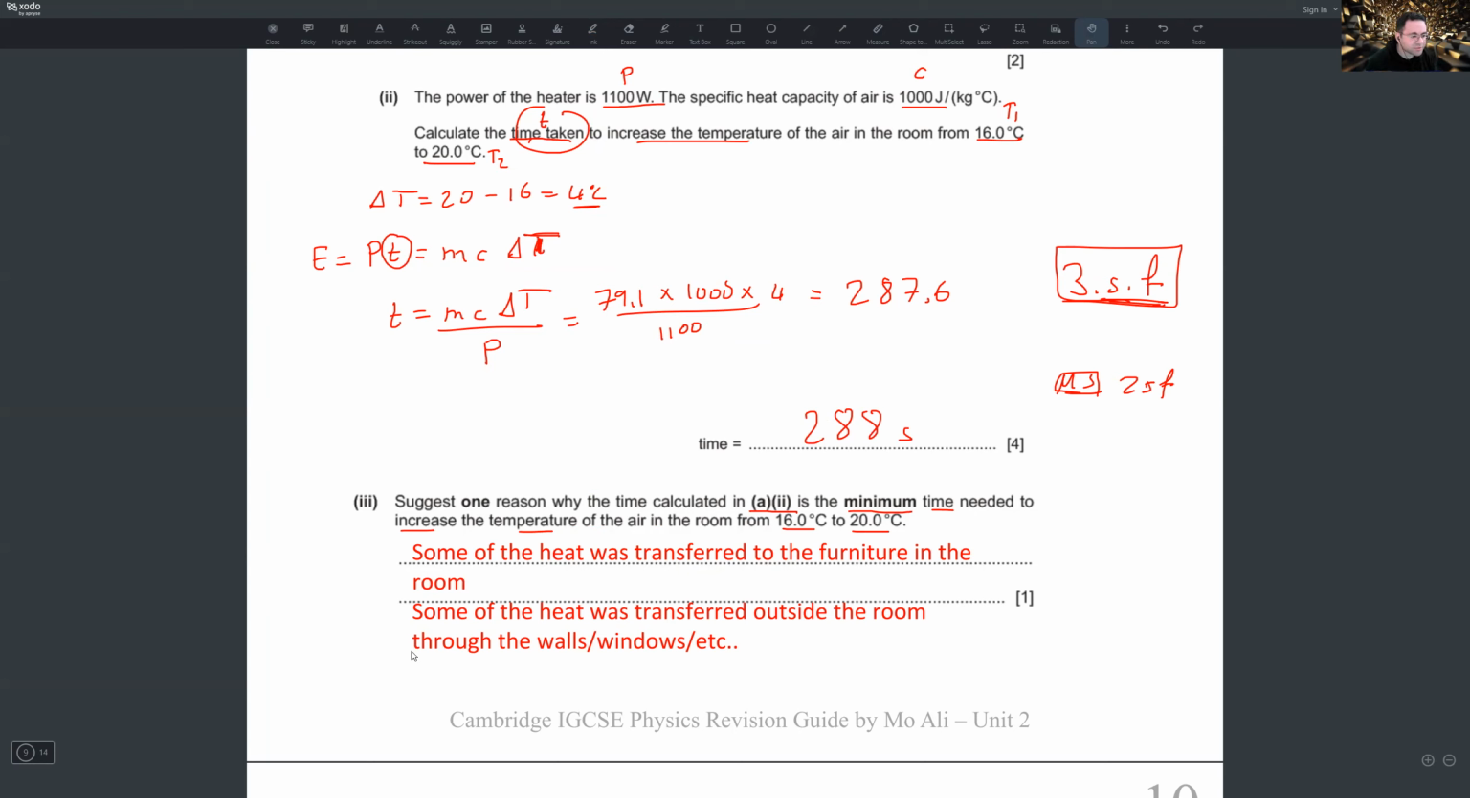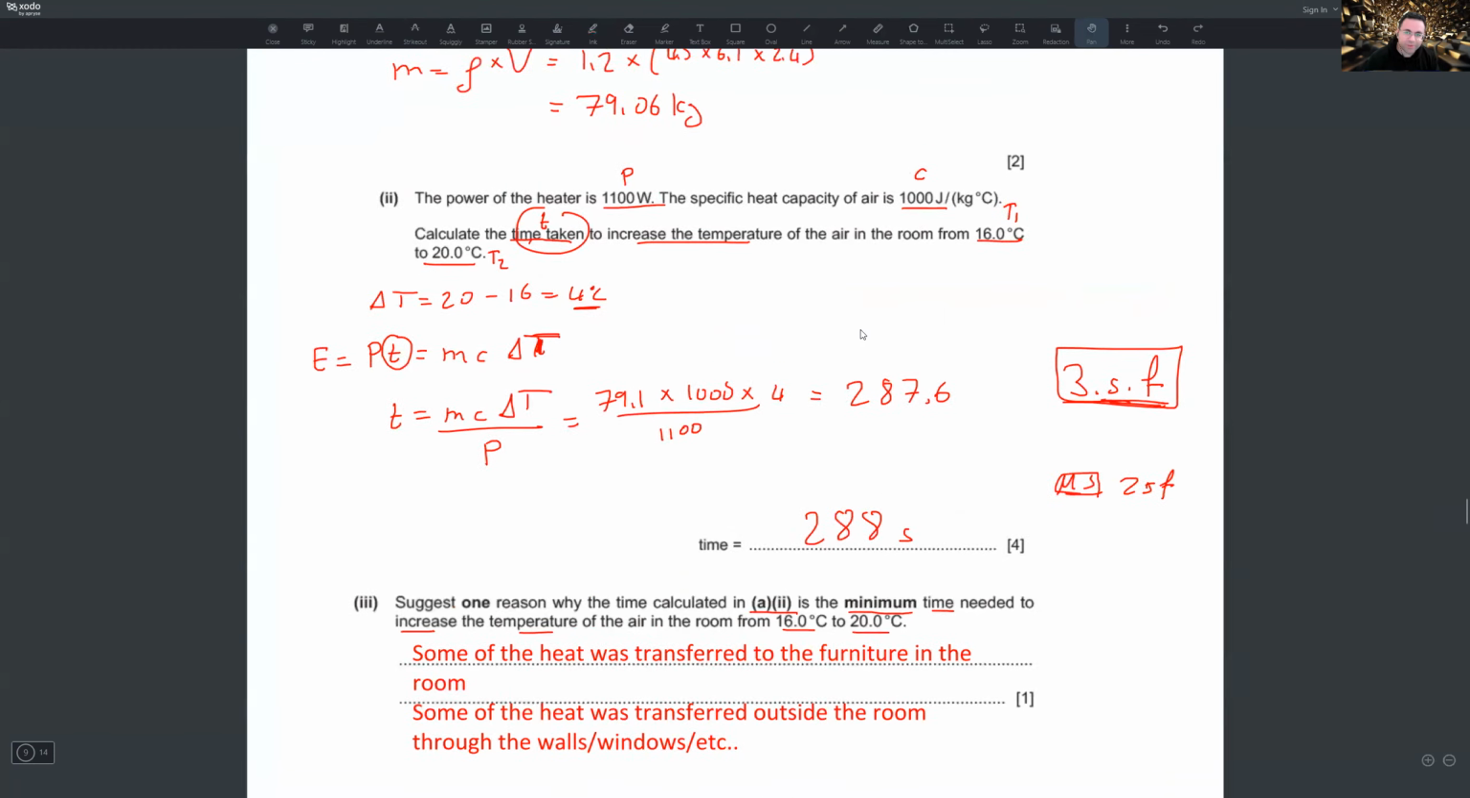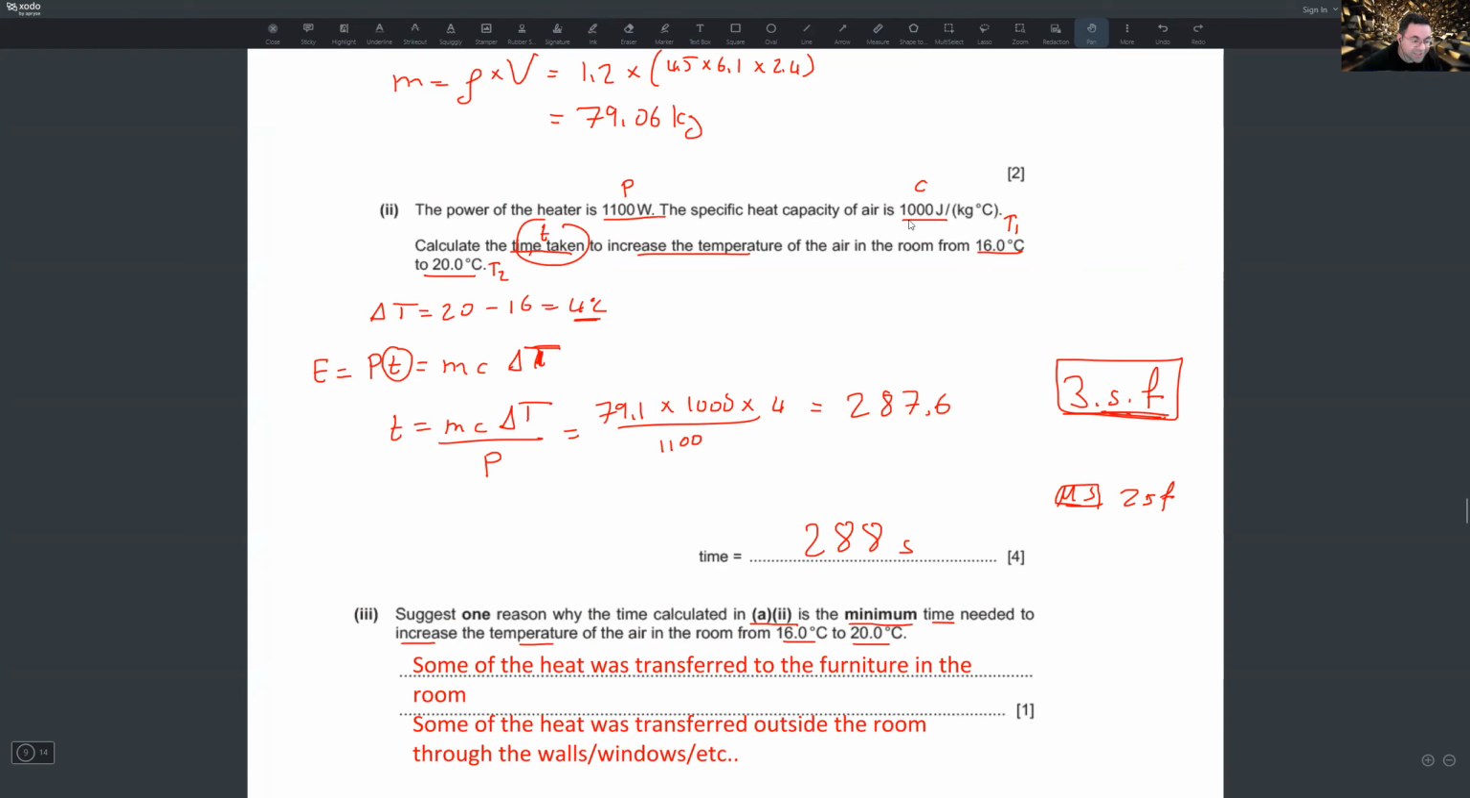No, the particles don't take time to gain kinetic energy and transfer it from particle to particle. That's not why you need more time, okay? Because the time that we calculated is the time necessary for these particles to gain that energy at that power. The power is what determines the time, not particles. The power is what determines the time, with specific heat capacity, obviously. So these two together give me the time. Why is this minimum, however? Because there are other things besides the air. That's why.